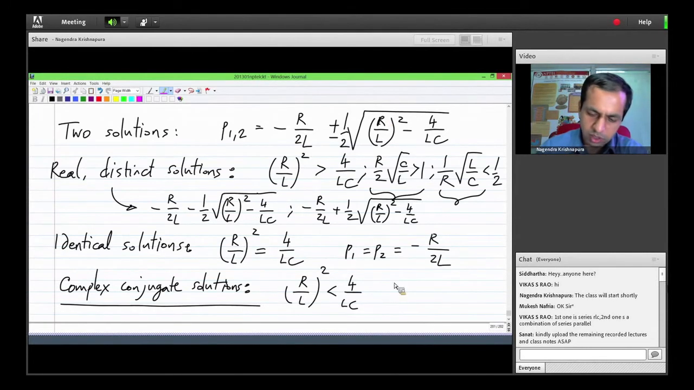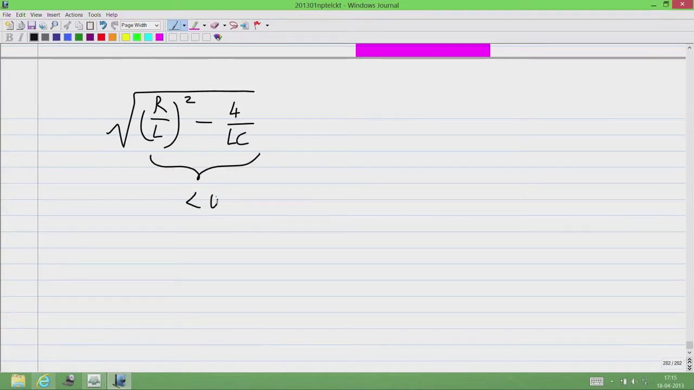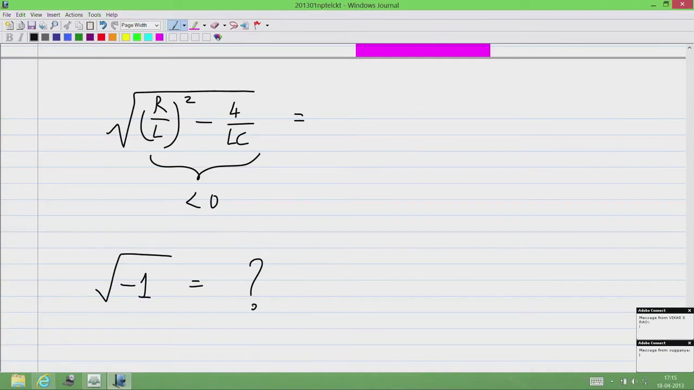So, now under these conditions, what happens is that I have to calculate the square root of (R/L)² minus 4/LC when this number is less than 0. What is that? What is the square root of minus 1? Please answer this question. It is denoted by the letter i or j, which by definition is the square root of minus 1. Now, in electrical engineering, because we use i for current, we always use j for the square root of minus 1.